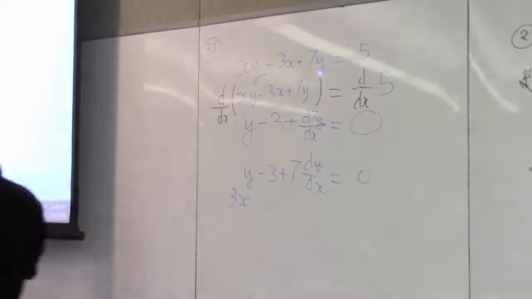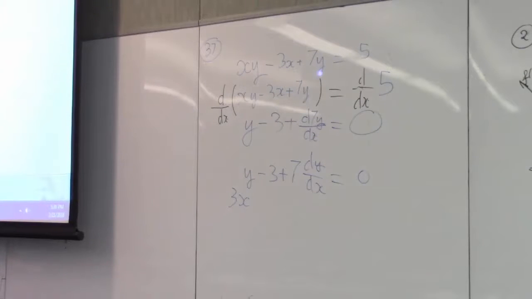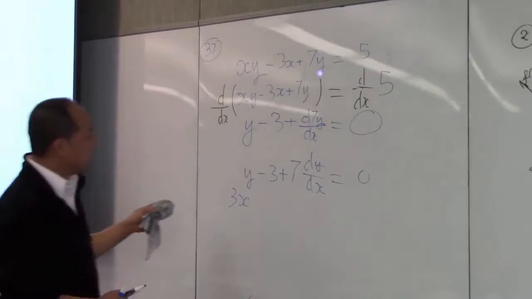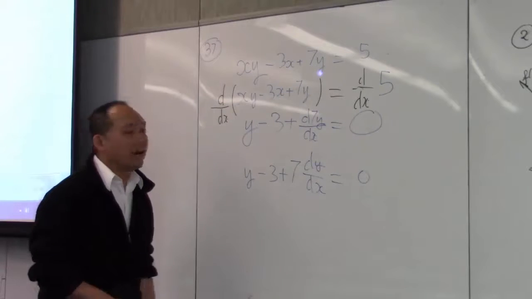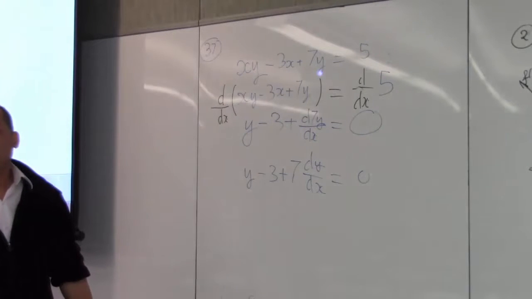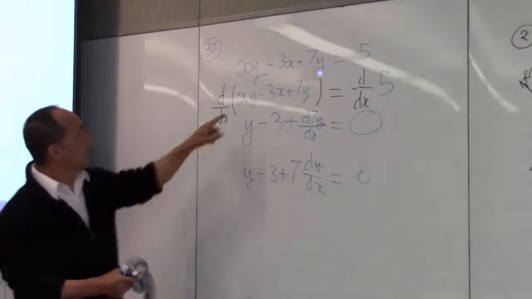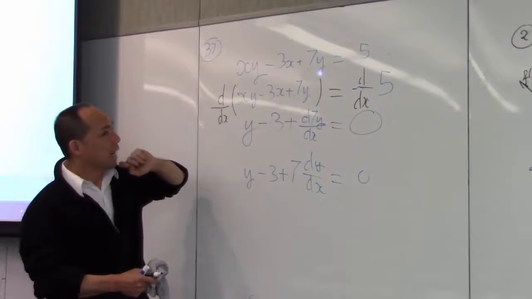Now, they ask you for dy over dx. Why did you lose the x dy over dx? Shouldn't x and y use the product rule? It's y plus x dy over dx for that xy.